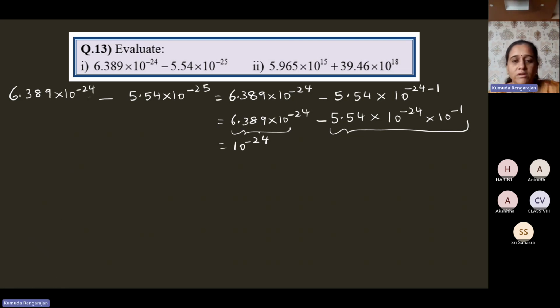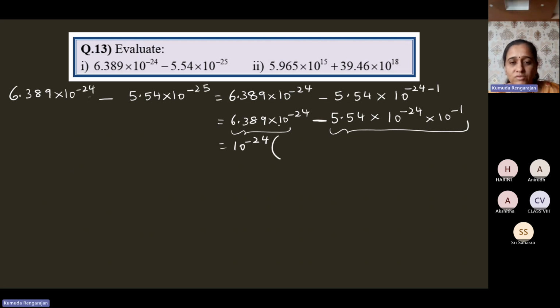So we're taking out the common factor, which is 10 to the power minus 24. Open bracket. Now, this is the first expression. See, this is one expression. This is the other expression, separated by a minus sign. So in the first expression, we have 10 to the power minus 24. In the second expression, also we have 10 to the power minus 24. So that comes out as the common factor.